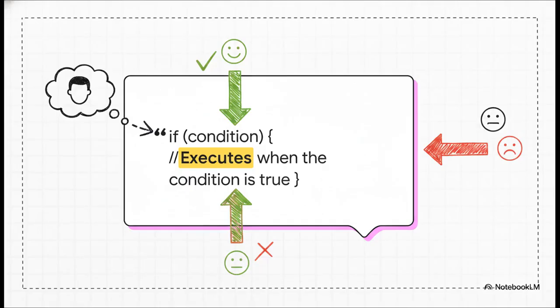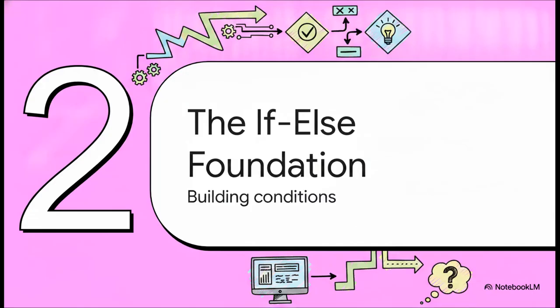Which brings us to the actual Java syntax. What you're looking at right here is the direct translation of that human thought process into code. It's beautiful, really. We just write the word if, followed by our condition wrapped in parentheses. If that condition turns out to be true, bam, the program steps inside those curly braces and runs the code. If it's false, it just skips it entirely. It's wonderfully simple. Moving right along to Section 2, the if-else foundation, where we actually build these conditions.